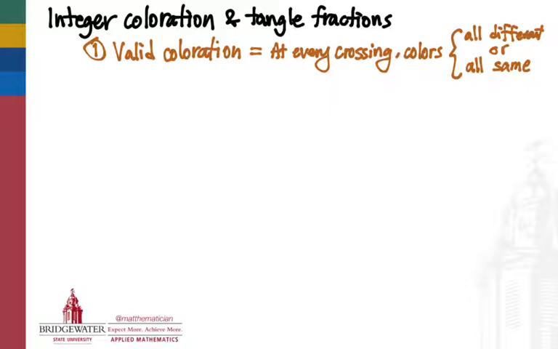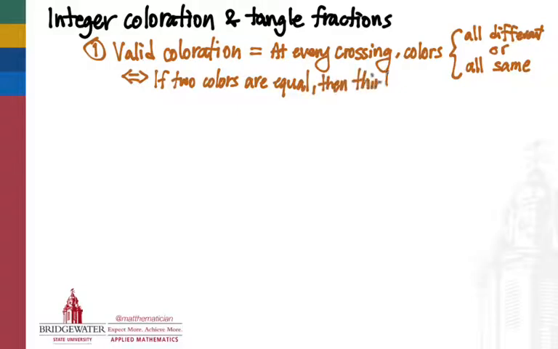What I found in thinking about this a little bit more is that an equivalent way of saying this that may be a little bit more useful is to say that if two colors are the same at a crossing, then the third also has to be the same. So as soon as I choose two equal colors at a crossing, that forces me to have the third color be the same as the first two.